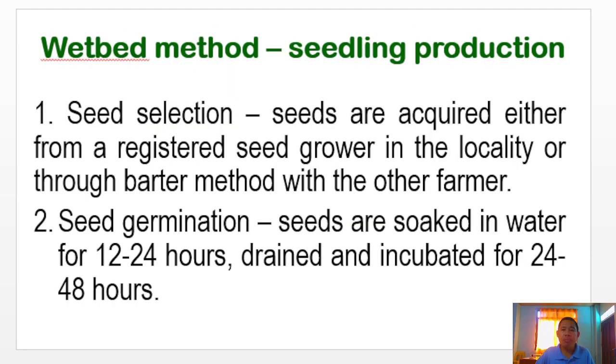In the wet bed method of producing rice seedlings, in selecting the seeds, same as in broadcasting and in hill dropping or drum seeding, the seeds are acquired either from a registered seed grower in the locality or through the barter method with other farmers. In germinating the seeds, also the same. Seeds are soaked in water for 12 to 24 hours, drained and incubated for 24 to 48 hours.